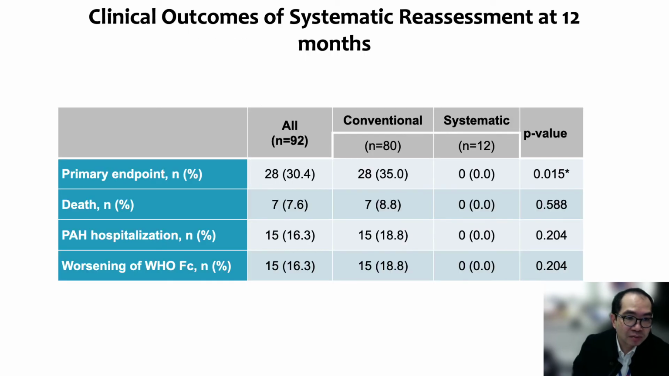How about outcome? This is the clinical outcome of patients under our systematic reassessment. You can see that compared with the conventional assessment, we have fewer primary endpoint events, including death, hospitalization for worsening pulmonary arterial hypertension, and also worsening of the WHO functional class.